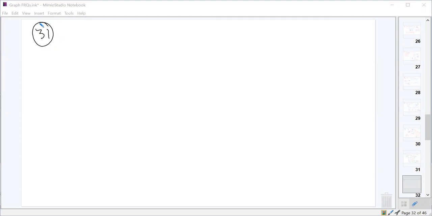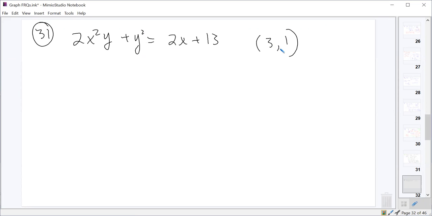31. So 31 says we got the curve 2x squared y plus y squared equals 2x plus 13. Tells us this goes through the point 3, 1. And we want to use the tangent line at 3, 1 to approximate the value at x equals 2.8.